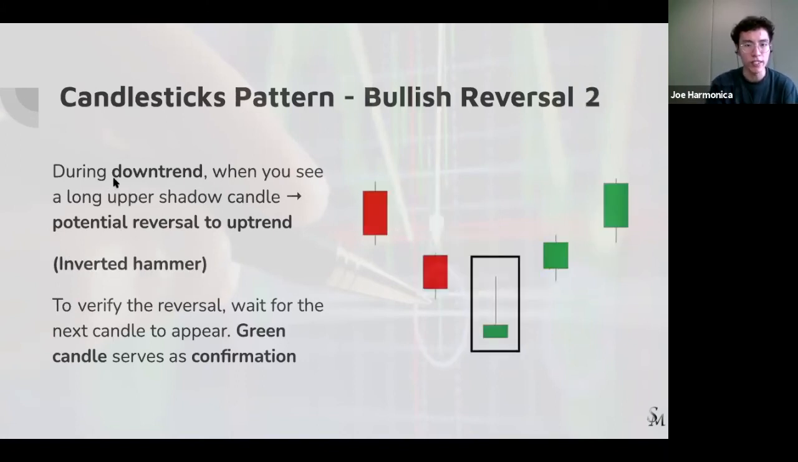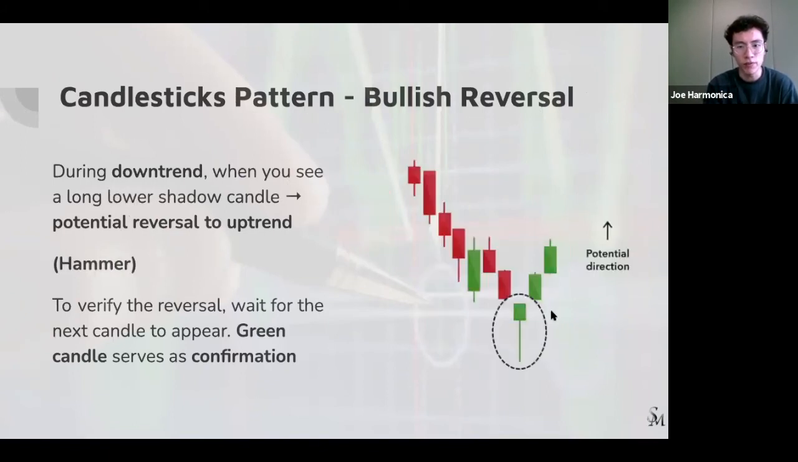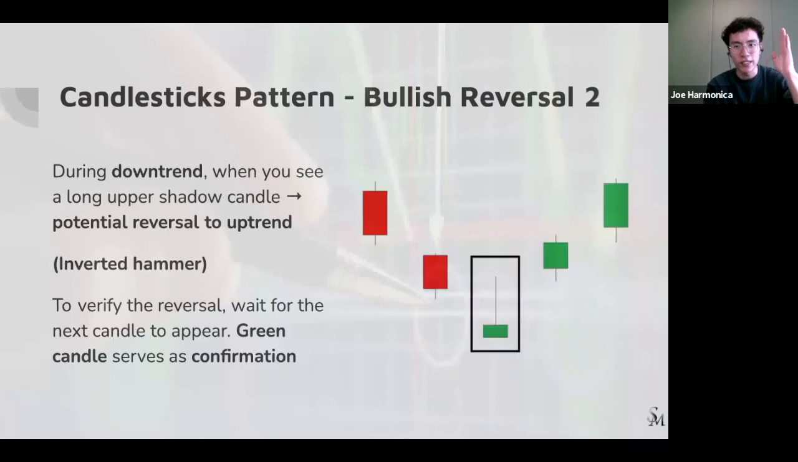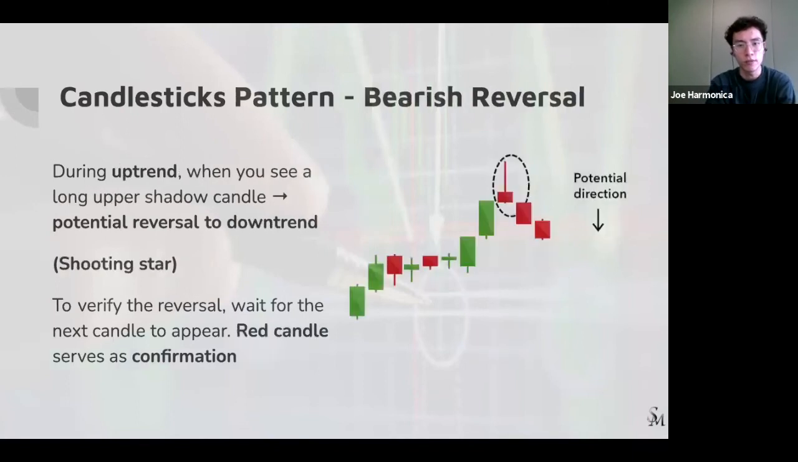Second reversal case: during a downtrend again, when you see a long upper shadow candle, right? The hammer previously is like this. Now the candle is like this, okay? But it's green. It's called an inverted hammer. So it's also a potential reversal signal. Again, it only indicates potential reversal. To confirm whether it's a reversal, check the next candle for confirmation, all right? So these are the two potential bullish reversals.